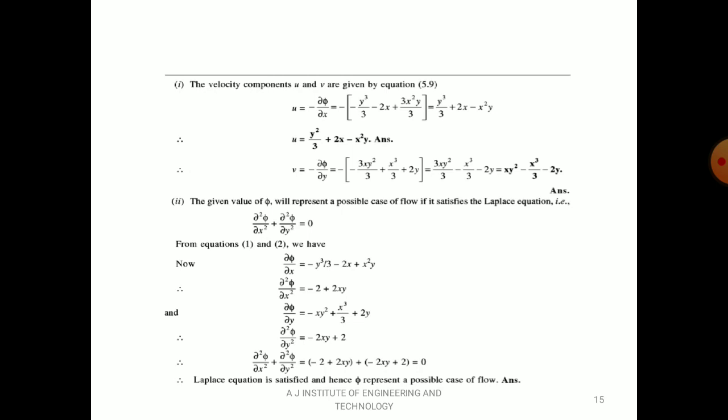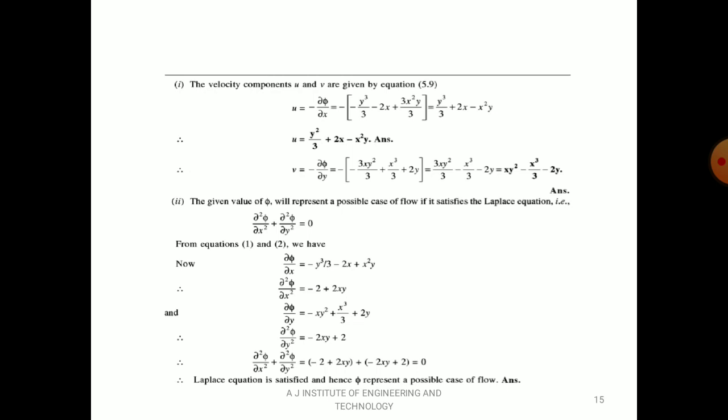calculation of the second point, that is, the given value of phi will represent a possible case of flow if it satisfies the Laplace equation. So the Laplace equation for velocity potential function is given by dou square phi divided by dou x square plus dou square phi divided by dou y square equal to 0. You have to remember this expression, the Laplace equation, in order to show whether it satisfies the Laplace equation or not.